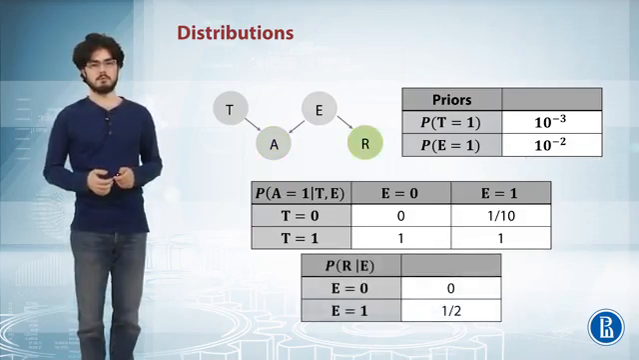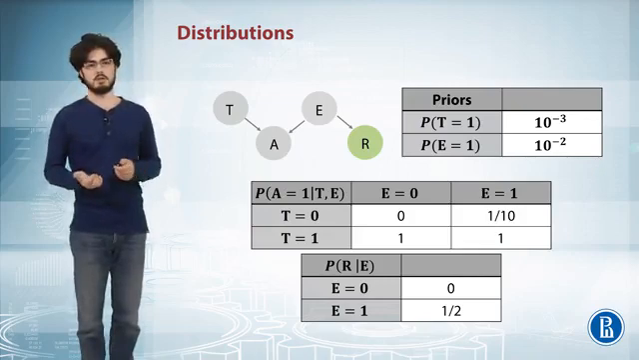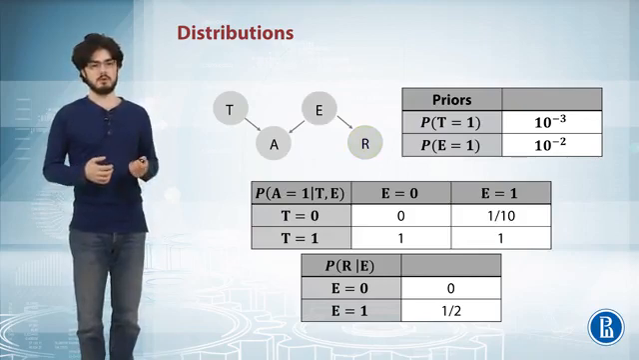Finally, we need to define the probability of the radio report given an earthquake. If there is no earthquake, the radio report has nothing to tell us about, and so it will not report about it. However, if there is an earthquake, the radio will report with probability 1/2. That is, it does not report about some small earthquakes.